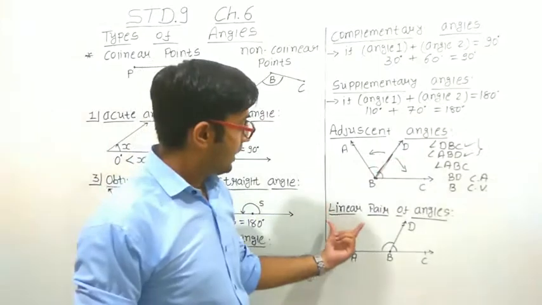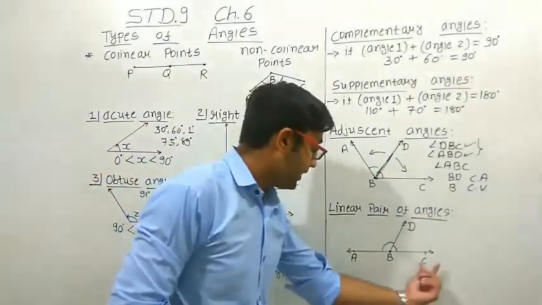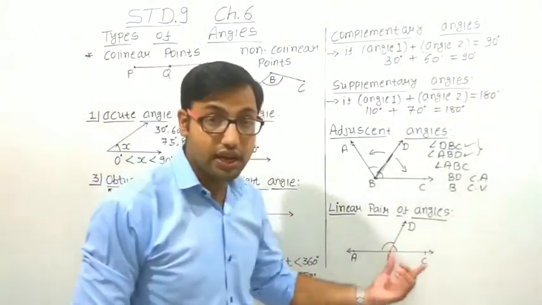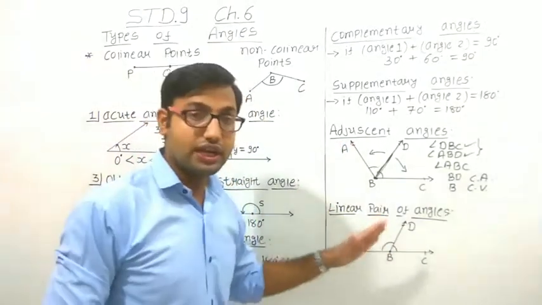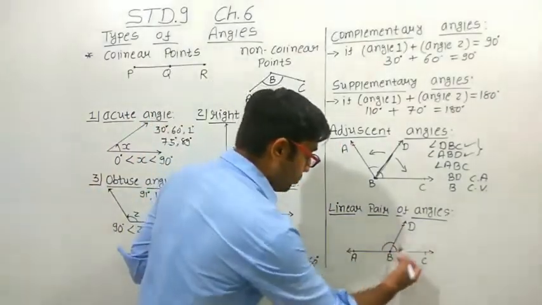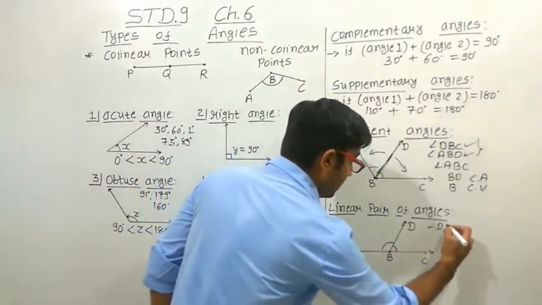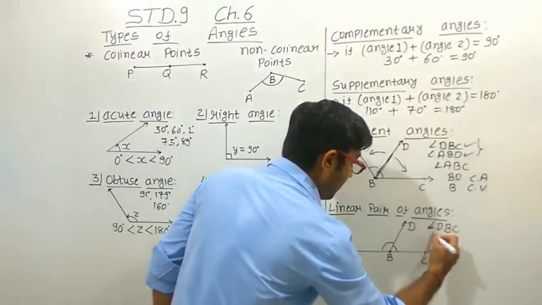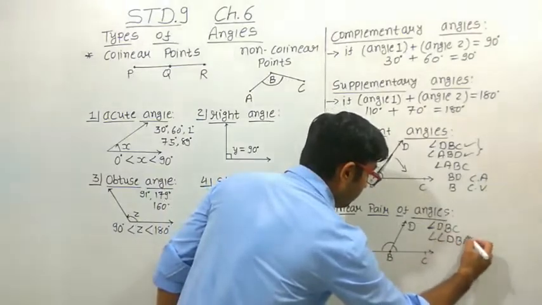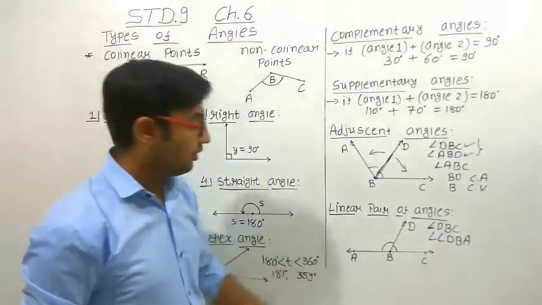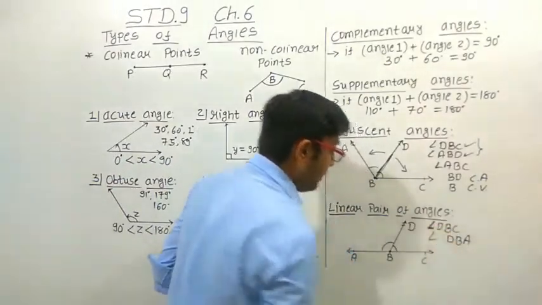Okay, and the next terminology is linear pair of angles. Suppose there is a straight line AC, and one ray BD stands on that straight line. Then you can see that two angles are formed here, right? Angle DBC and angle DBA.